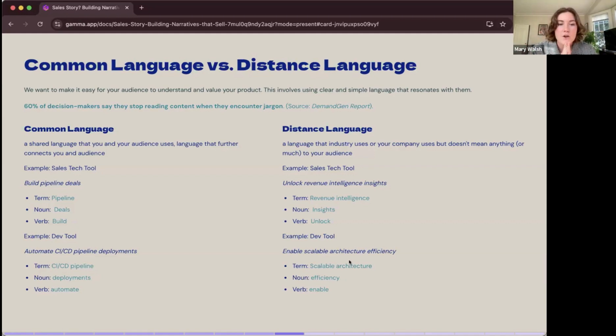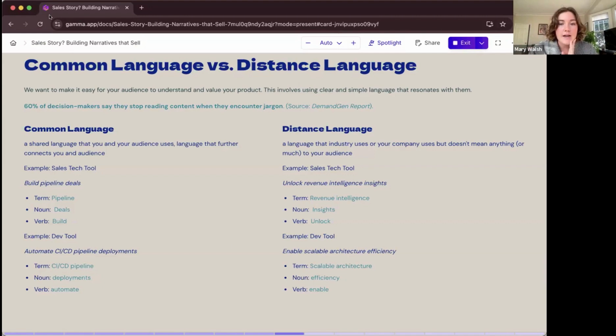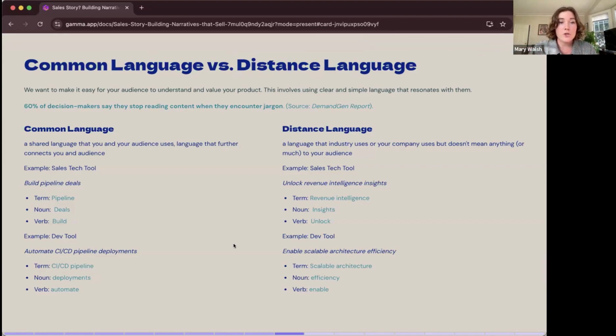So I put some examples here. For example, with a sales tech tool, I'm sure if you looked on the market right now, there would be a tool that says we unlock revenue intelligence insights. It can be a little confusing because you might think, well, I see that out there. But I use this as an example of distance language because a lot of it is vague and we don't necessarily know what it means. Unlock, what verb, what does that actually do? Revenue intelligence, okay, something around my revenue, but I'm not exactly sure. And same with insights. Okay, I get insights, but really on what?